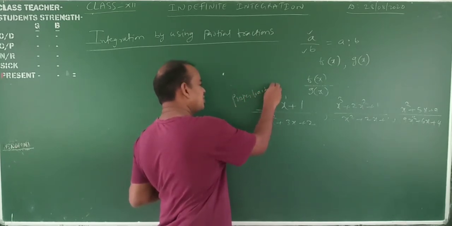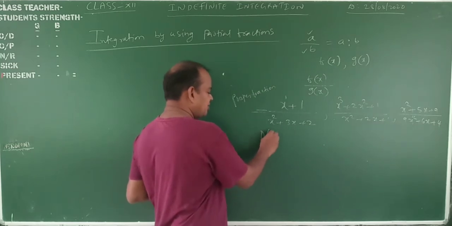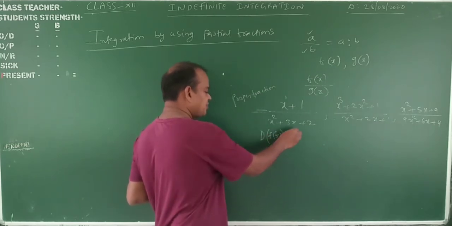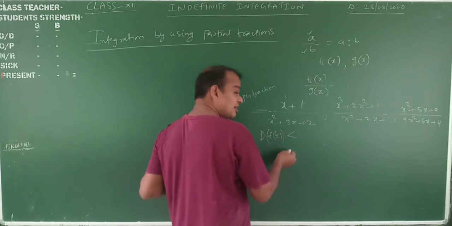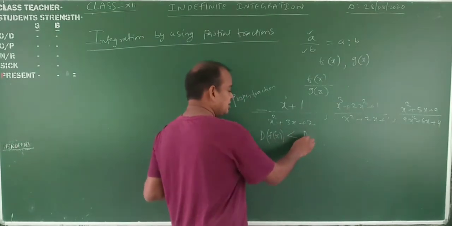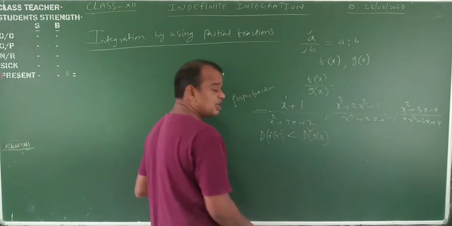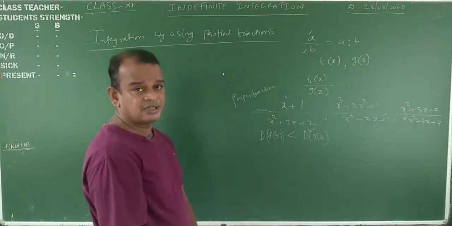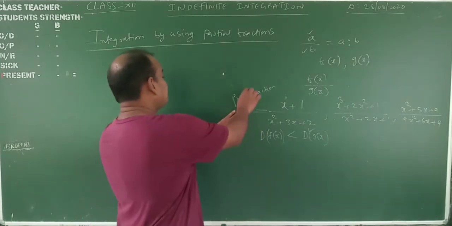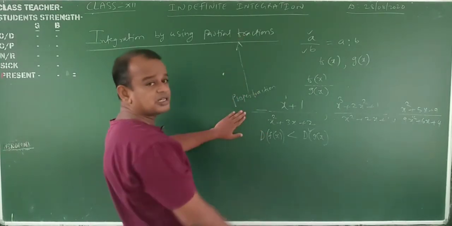What is the meaning of proper fraction? The degree of f of x is less than the degree of g of x. In this one, the degree of g of x is more than the degree of f of x. That is called proper. Only these proper fractions can be split into partial fractions.